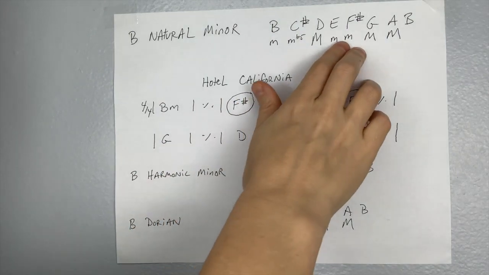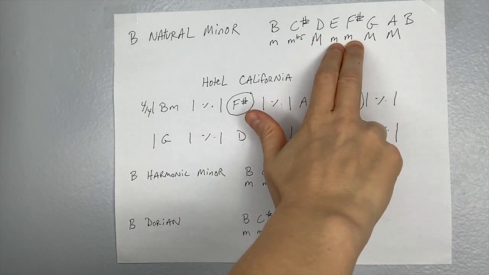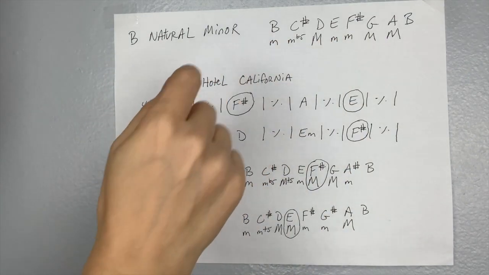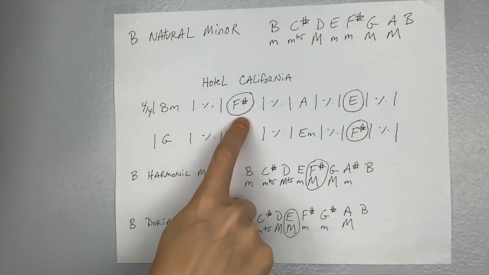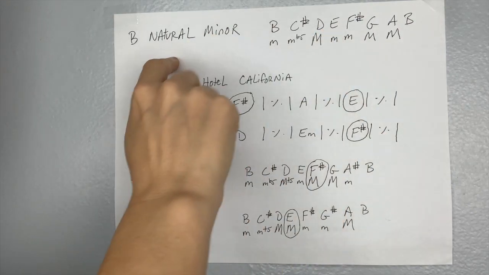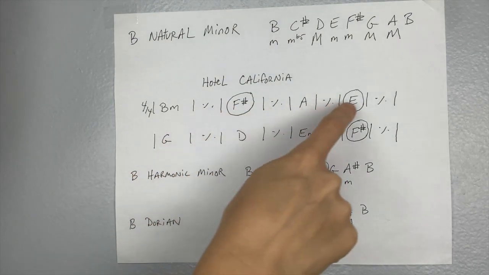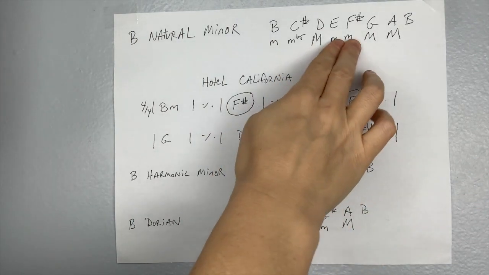If you notice here, the E and the F sharp are minor in B natural minor. But in the chord progression to Hotel California, you have an F sharp major and an E major. So playing B natural minor over the whole thing isn't going to work in these spots where you have chords that are outside of the scale.